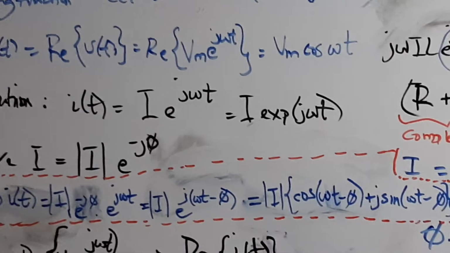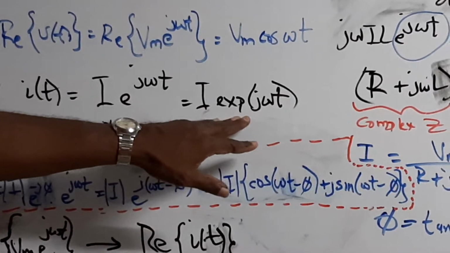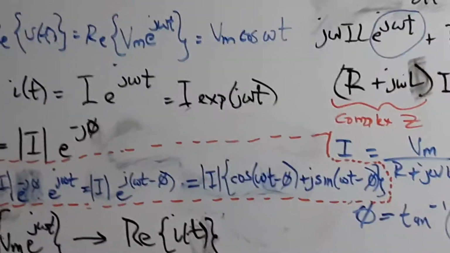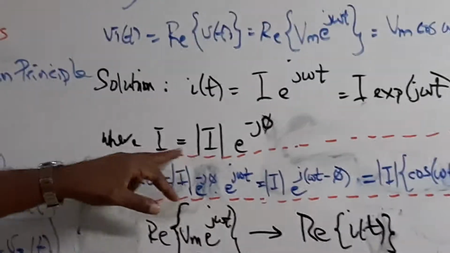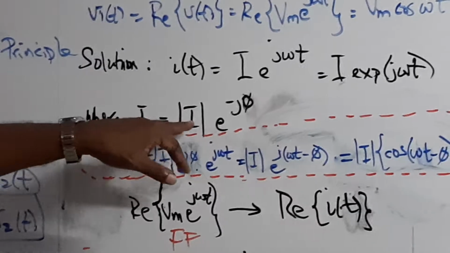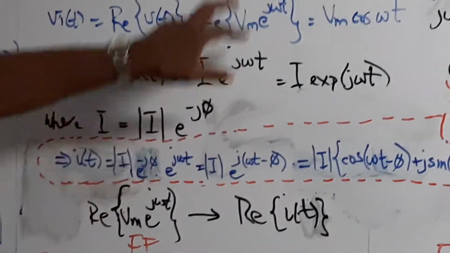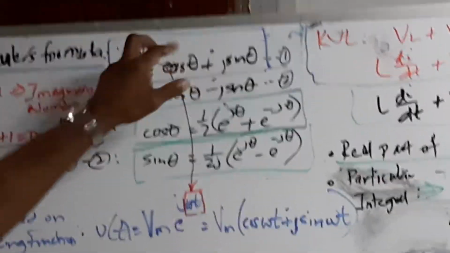the j omega t, which is also written as I exp of j omega t, where I is equal to the modulus of capital I e to the minus j phi. Remember e to the minus j phi, back to Euler's theorem.